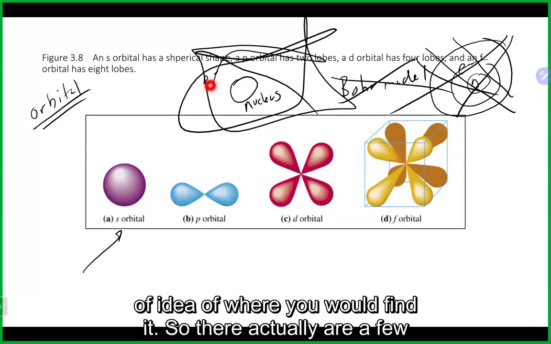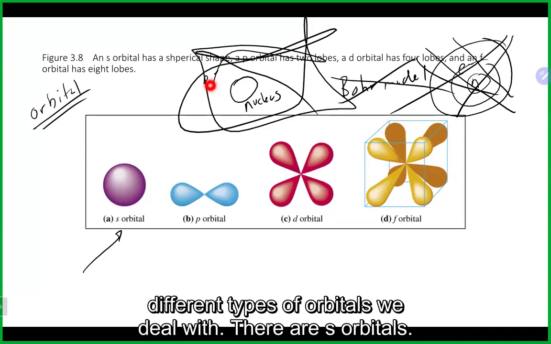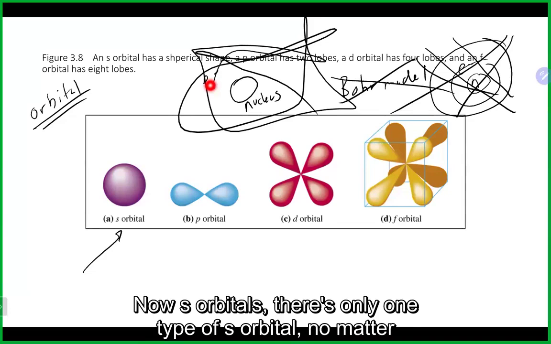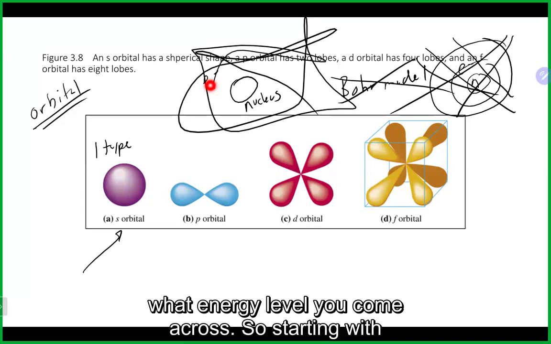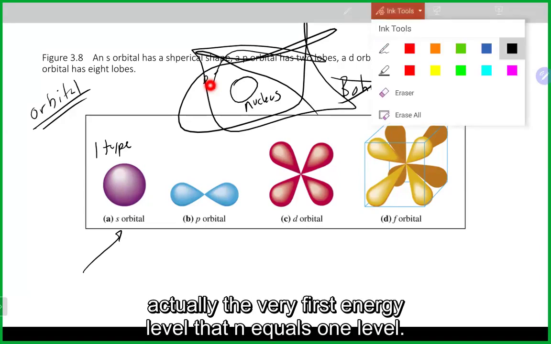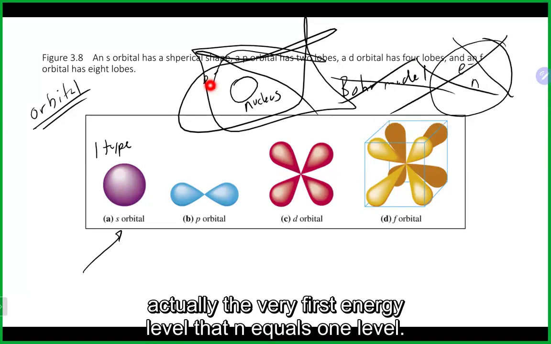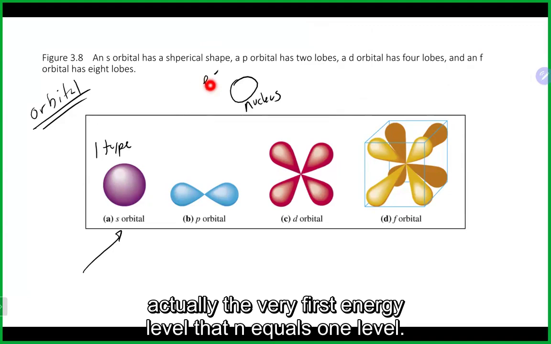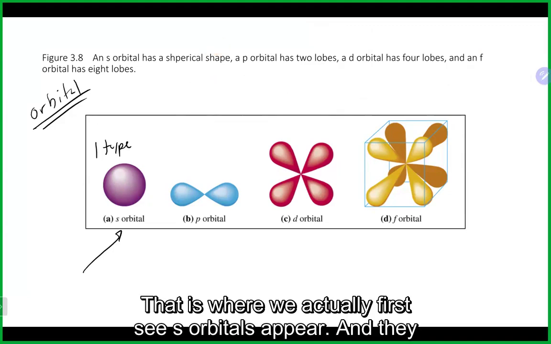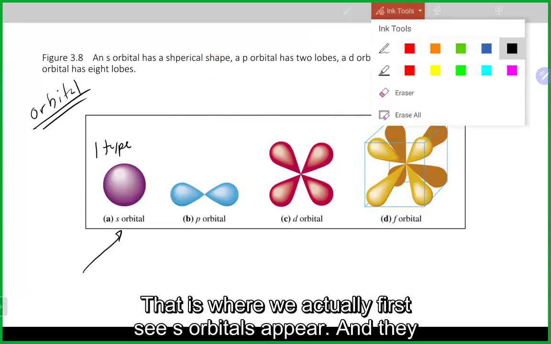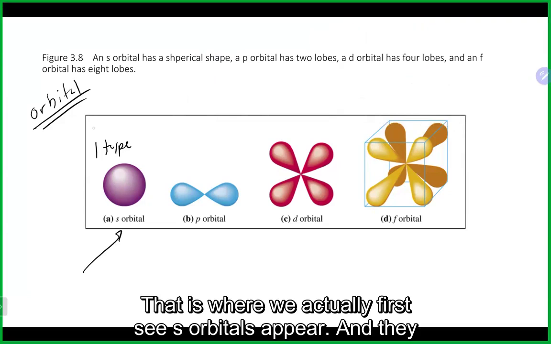So there actually are a few different types of orbitals we deal with. There are s orbitals. There's only one type of s orbital, no matter what energy level you come across. Starting with the very first energy level, that n equals 1 level, that is where we first see s orbitals appear.